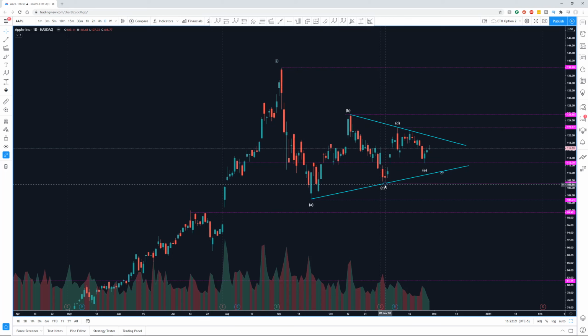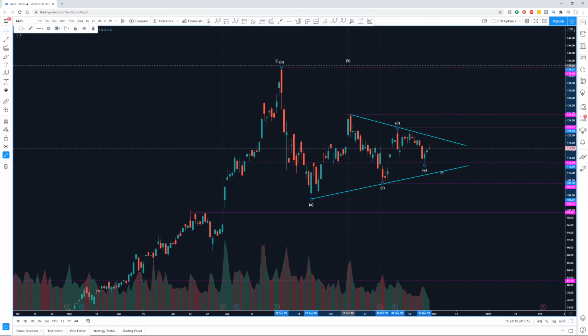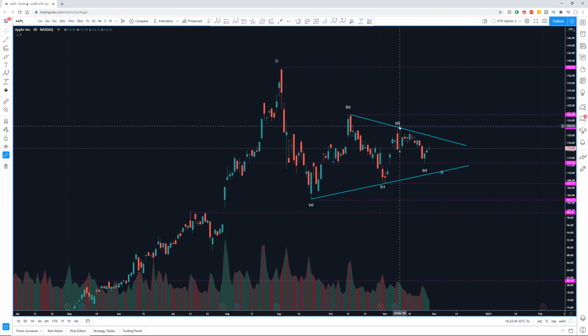In a contracting triangle, the B wave cannot go past the start of the A wave, which would be up here. The C wave cannot go past the start of the B wave, which would be down here, and so on through all of the different waves. In other words, we couldn't have our B come all the way up here, above the start of the A. Our C couldn't fall all the way down here, below the bottom of the B. Each of them has to keep falling within the range of the other one, with higher lows and lower highs. And you can see we definitely have that so far.